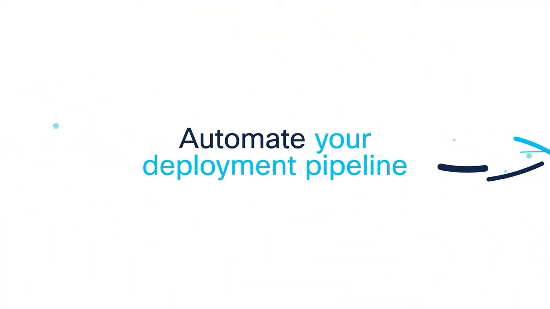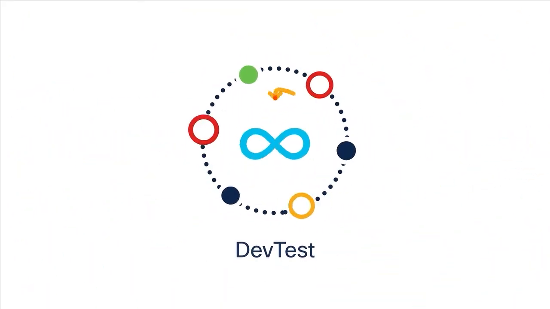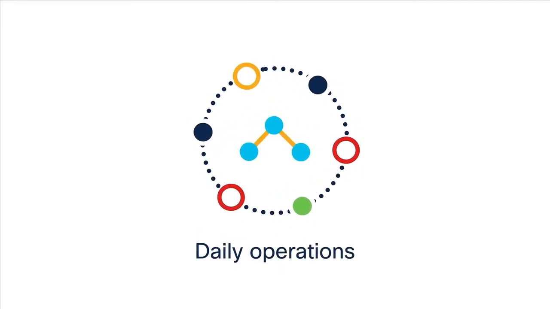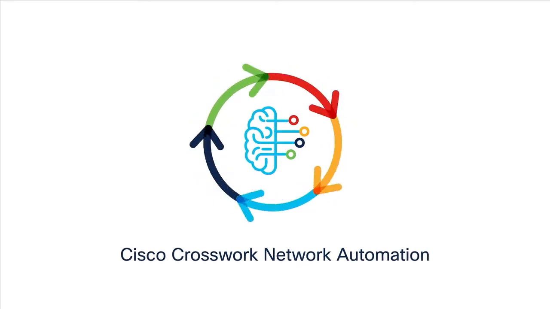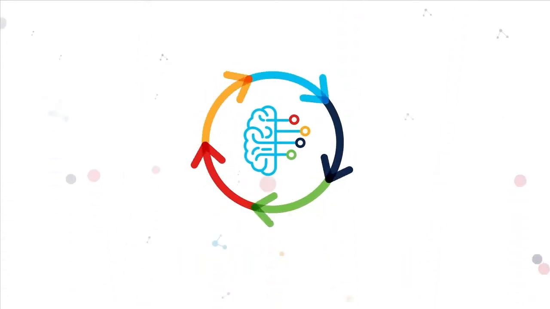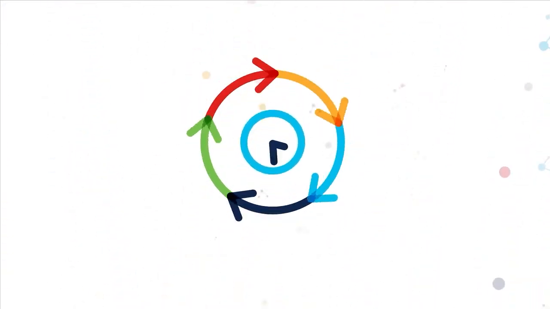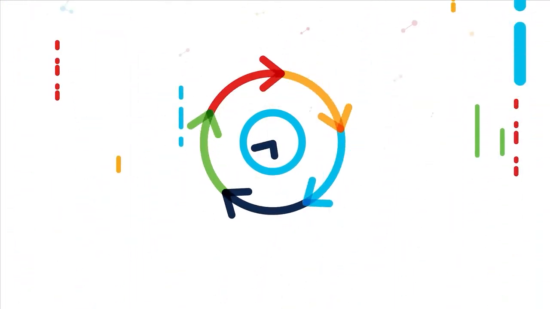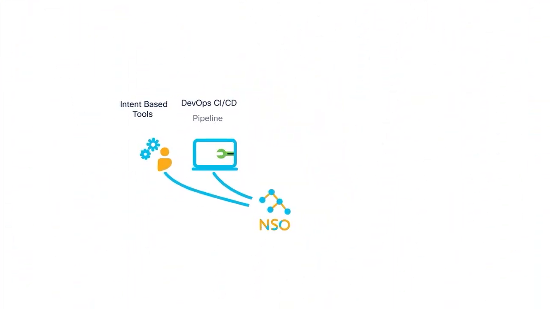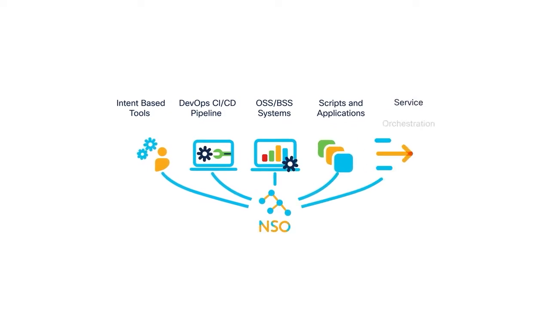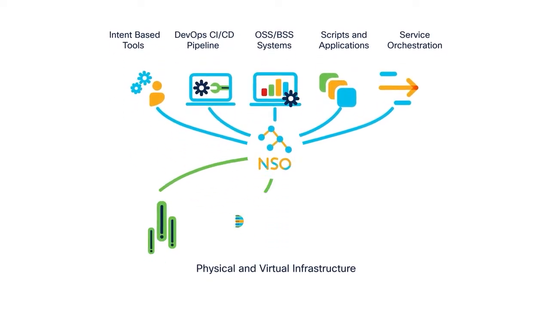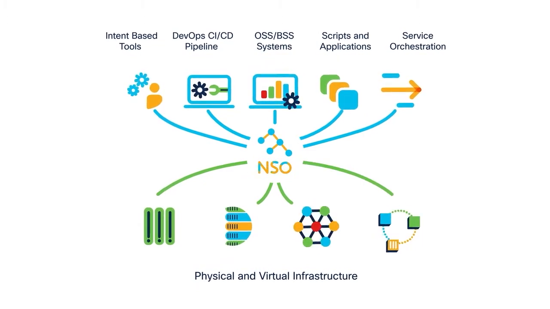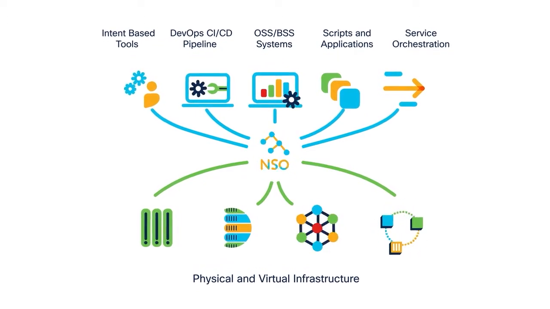Automate your deployment pipeline from dev test to deployment to daily operations and optimization. Integration with Cisco Crosswork unlocks closed-loop network automation to improve mean time to value and repair. A rich set of software interfaces yields easy integrations with existing toolchains, OSS, BSS, Cisco DNA Center, and application-centric infrastructure.